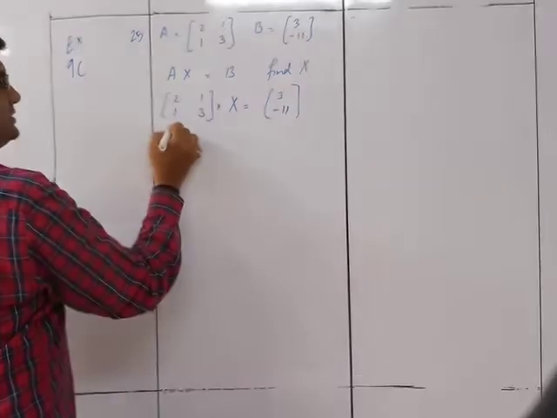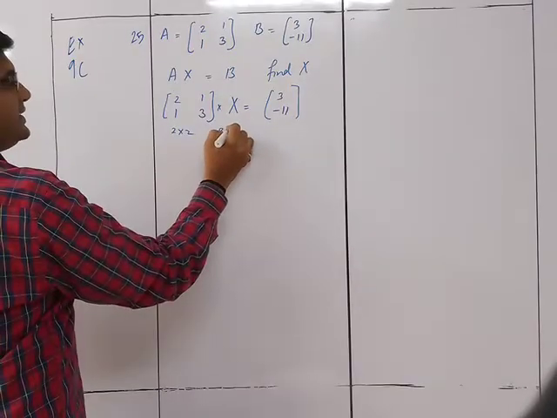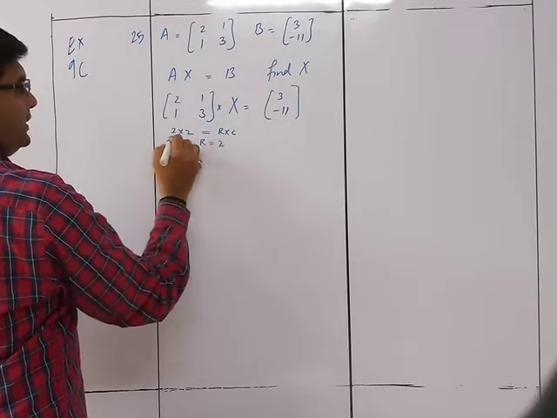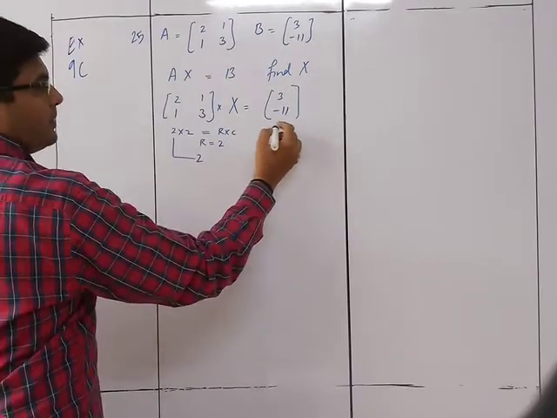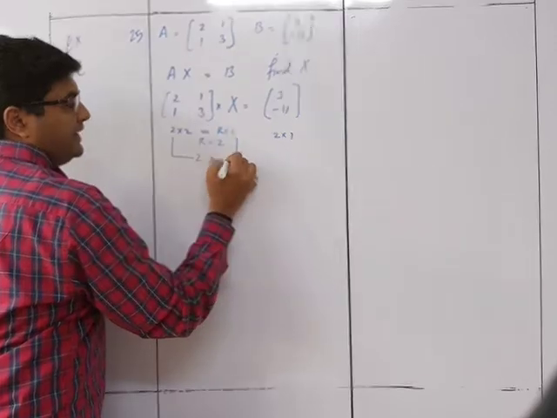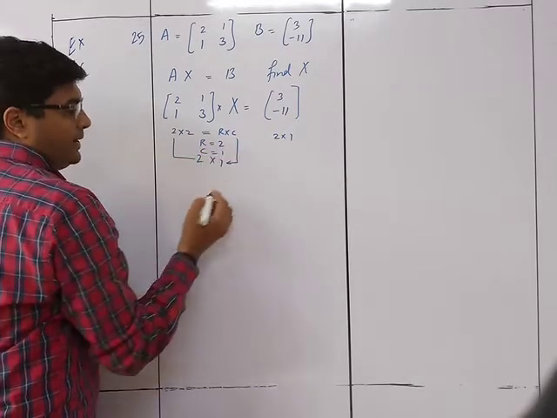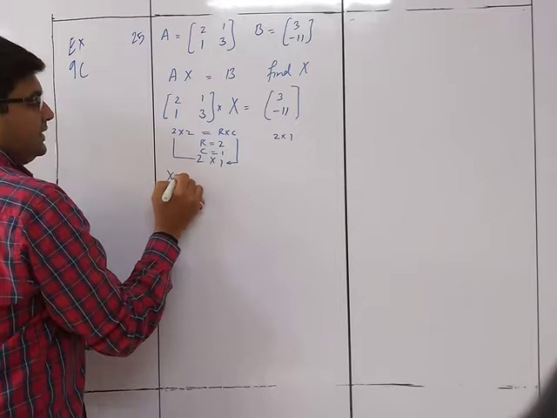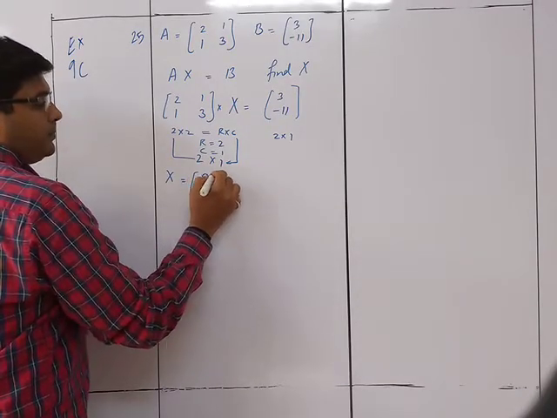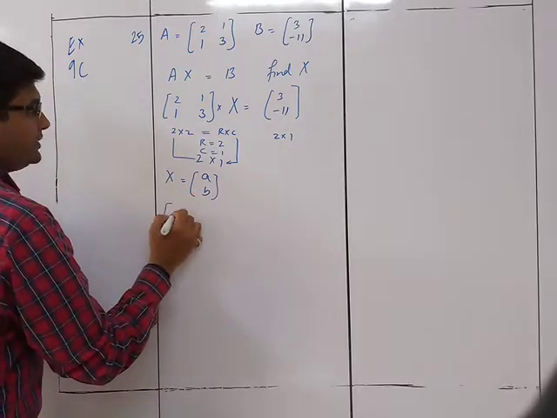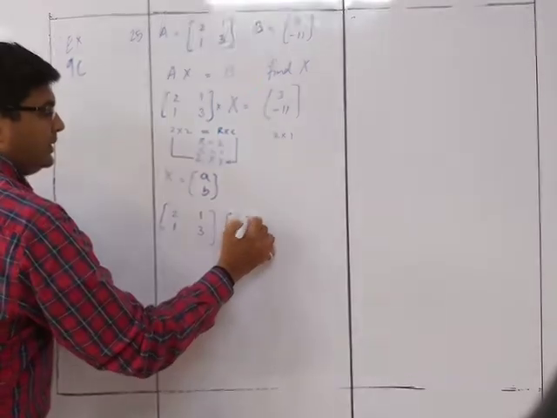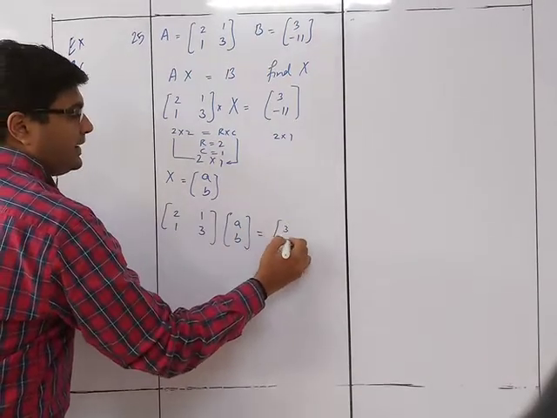So this is a 2 by 2 matrix. This is an R by C matrix. Therefore, first, R is equal to 2. The second thing is that the resultant is a 2 by 1 matrix, therefore C is equal to 1. So X is a 2 by 1 matrix, with 2 rows, a and b. Accordingly, we have [2, 1, 1, 3] into [a, b] is equal to [3, minus 11].